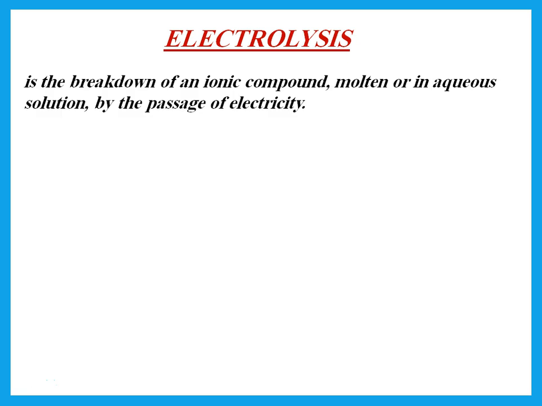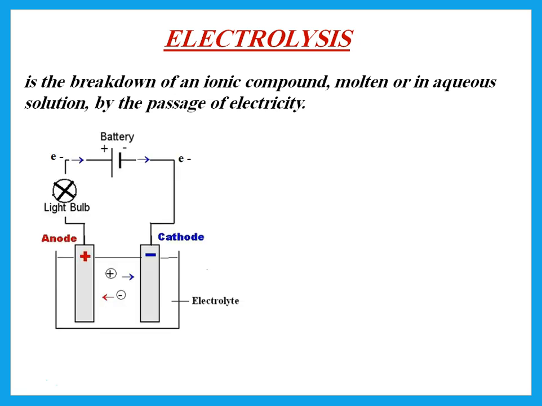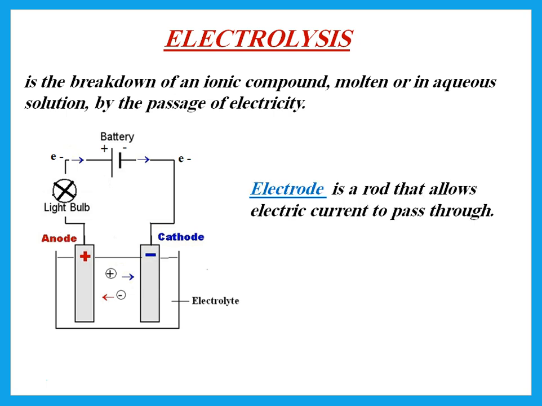Okay, the next chapter that is very important is electrolysis. And you should know that electrolysis is the breakdown of an ionic compound, molten or in aqueous solution, by the passage of electricity. So we're going to have a liquid in that beaker that we call the electrolyte, and the electrolyte is a molten or aqueous solution of an ionic compound, so it has positive and negative ions that are free to move. And then I'm going to put electrodes.